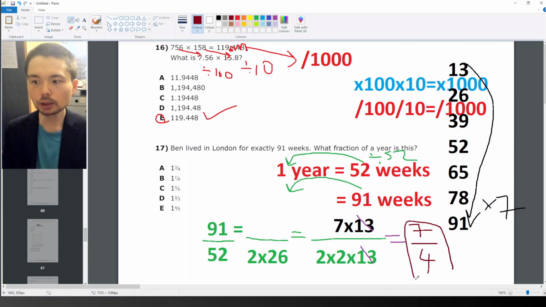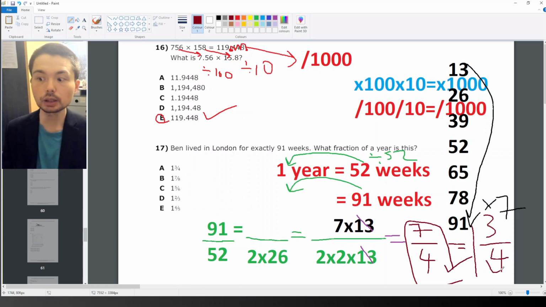7 divide 4. Well, 7 divide 4, we do change it to a mixed number. So that's 1 remainder 3. And then 3 over 4. There we go. And you see that bottom number, that will also be the bottom number there. So that's the answer, 1 3/4.